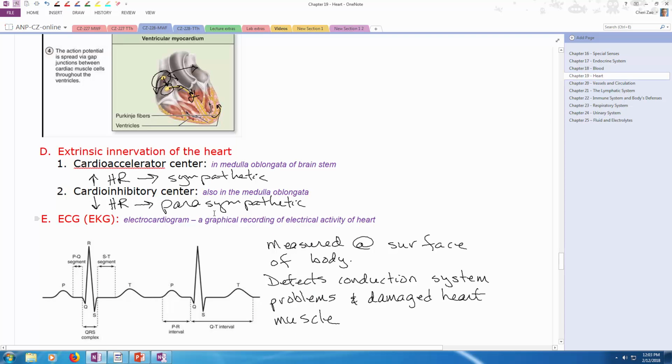The nodal system is the intrinsic conduction system, and there is also an extrinsic aspect on the heartbeat itself. One is the cardioaccelerator center, and the other is the cardioinhibitory center. They're both housed in the medulla oblongata, which is the base of our brain stem. And the accelerator center obviously increases the heart rate, and that is going to be because of sympathetic influence. The inhibitory center is going to decrease the heart rate, and that's a parasympathetic influence.